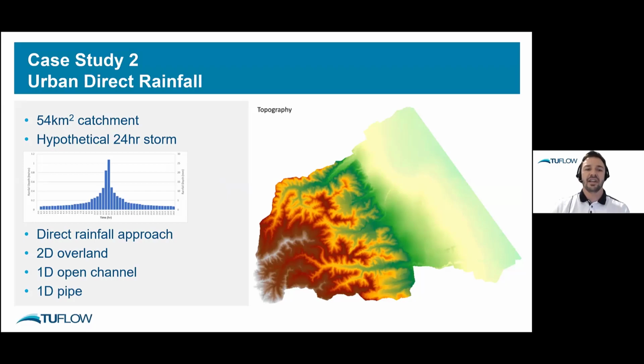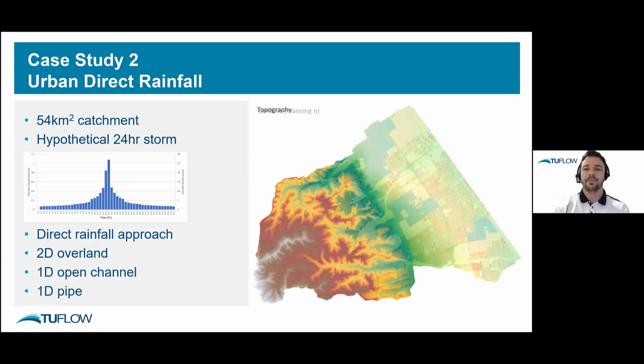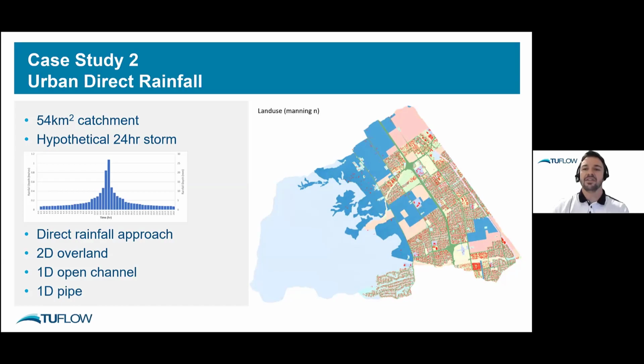In addition to the overland flow, we also have some 1D open channels in there where the cell resolution was too coarse for the features within those open channels. And there's also in the order of around about, stretching my memory here, I think it's 2,000 or 3,000 1D pipes for the underground urban pipe network in this model. That was the topography. This is now the land use. Just so you can get a sense of the scale, each of those red dots there is a property, is a building.